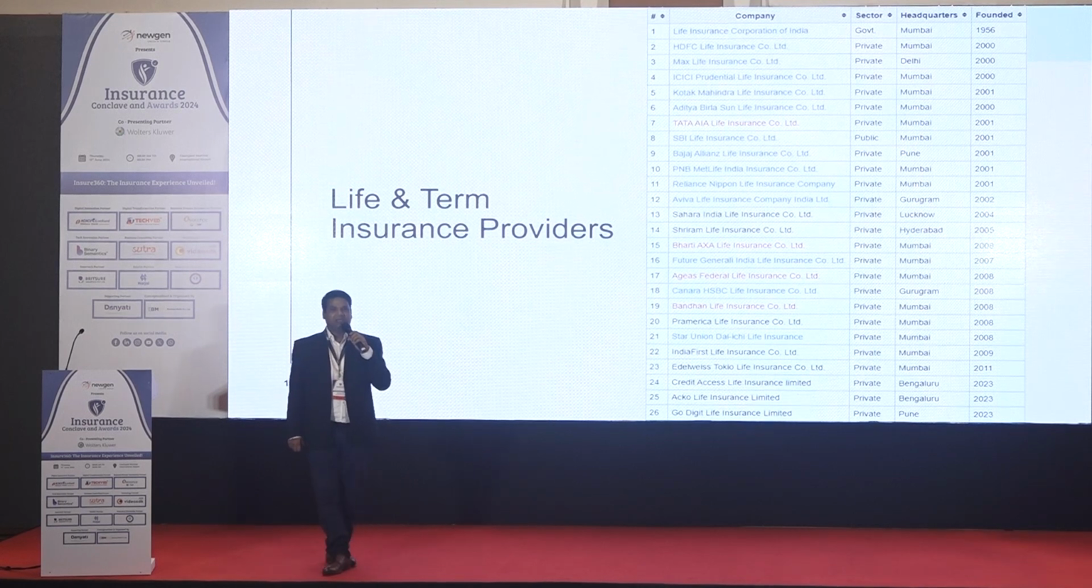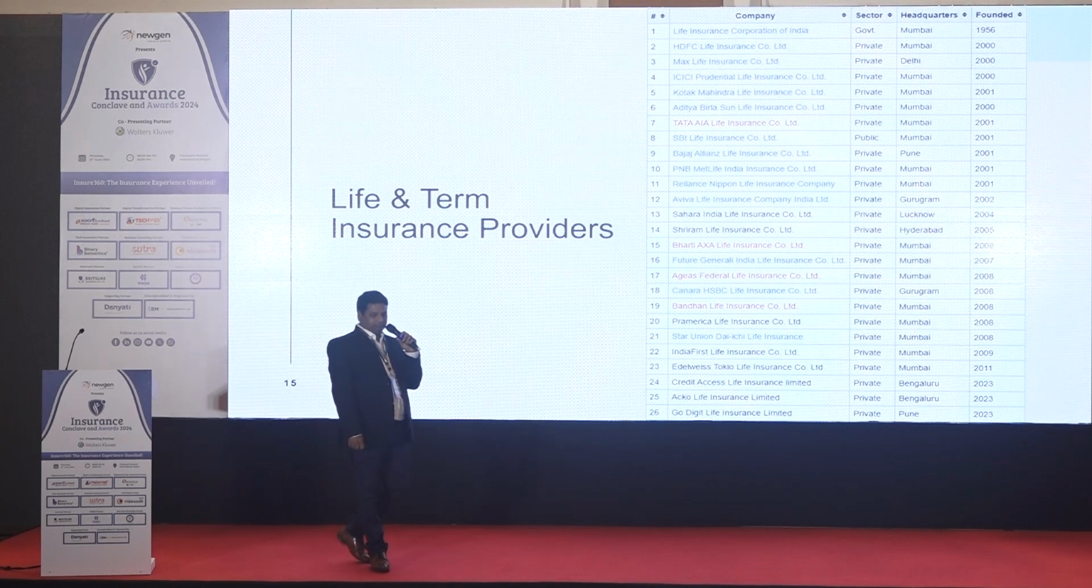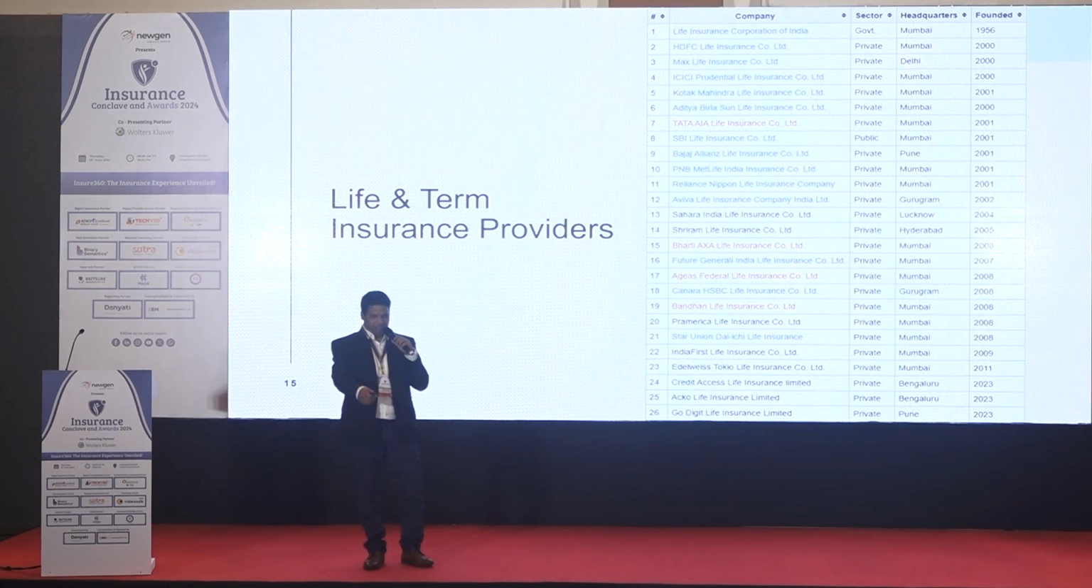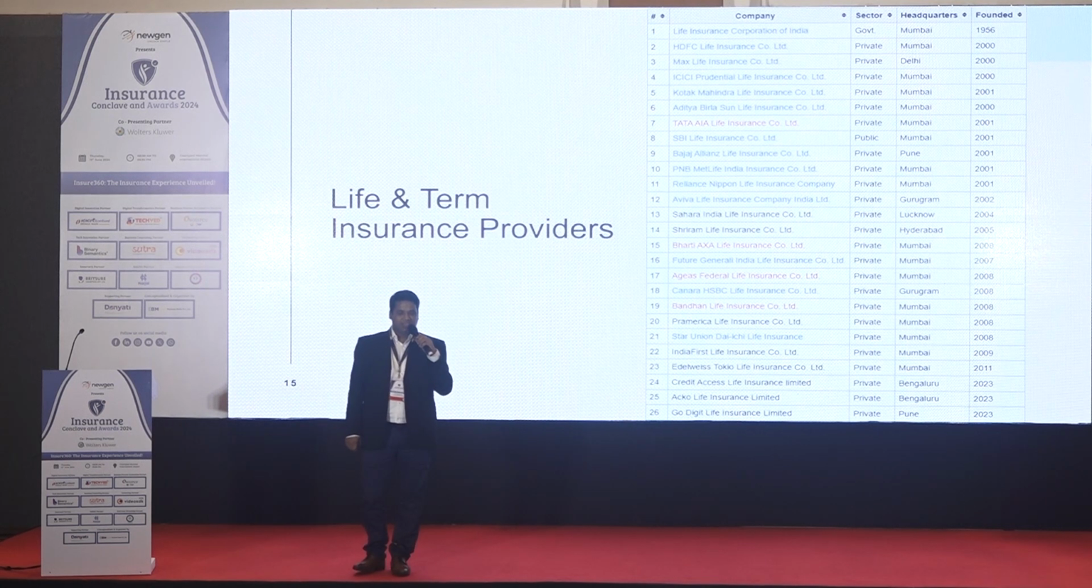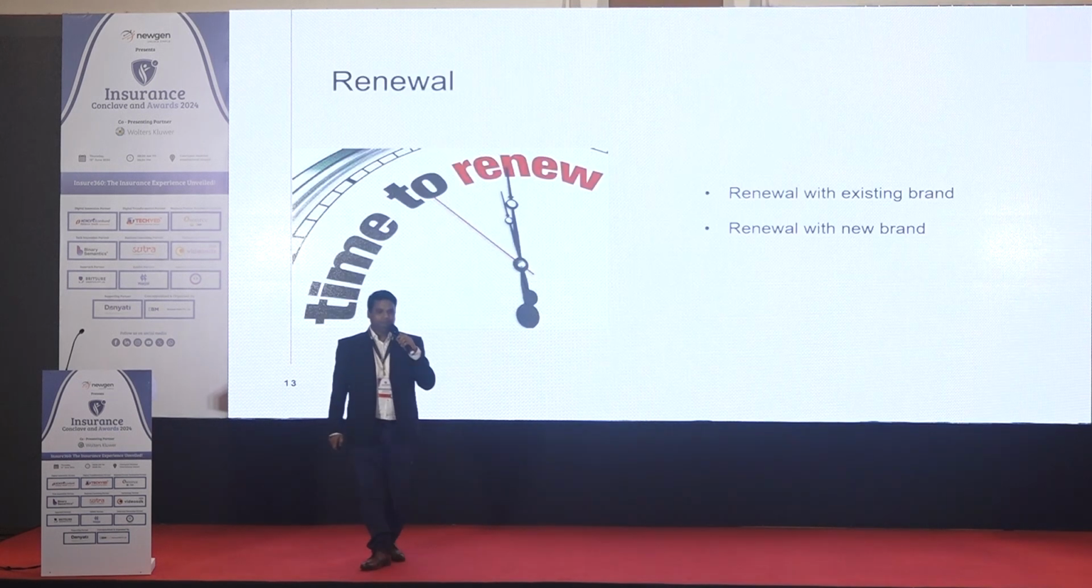So you can see in my list, one is missing, I think, or not able to display here. The last three, you can see at 24th number Credit Access Life Insurance Company, Edelweiss Life, and there was Go Digit. Another insurance provider is being introduced.